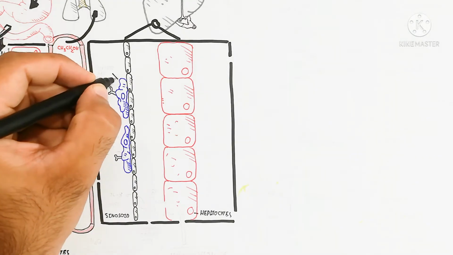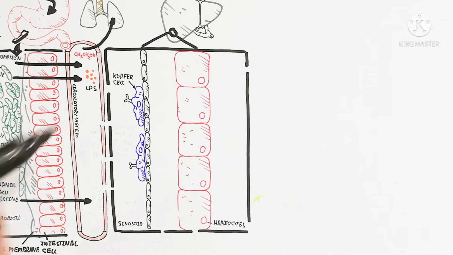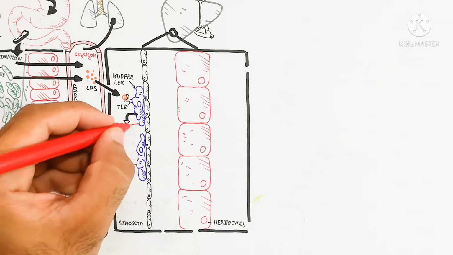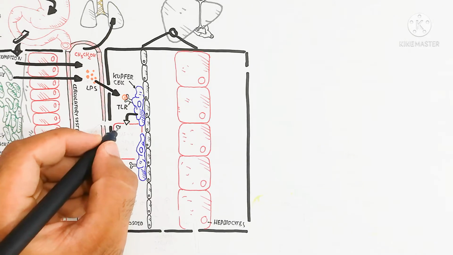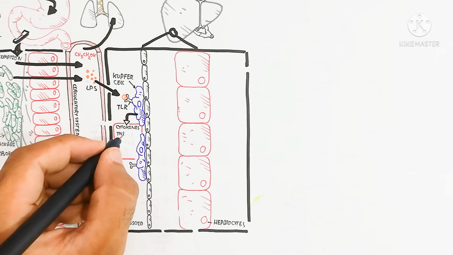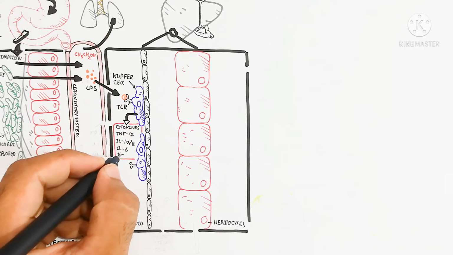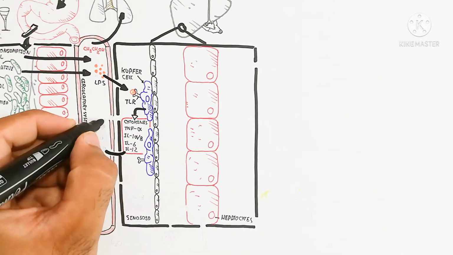By the way, we will discuss the liver anatomy in another video. Here the Kupffer cells are present in the liver sinusoid. The Kupffer cell recognizes lipopolysaccharide through the toll-like receptor, by attachment, and the Kupffer cell will produce inflammatory mediators and cytokines: tumor necrosis factor alpha, interleukin 1 alpha and beta, interleukin 6 and interleukin 12.